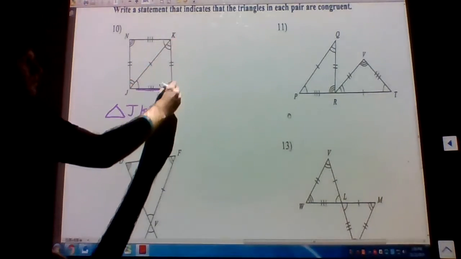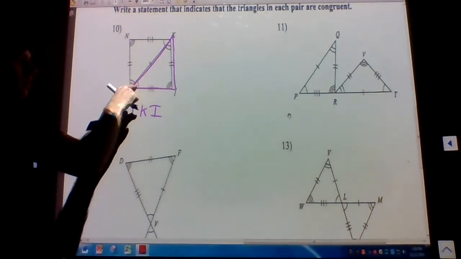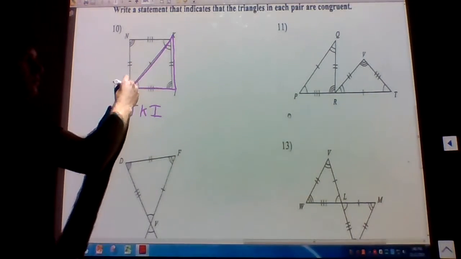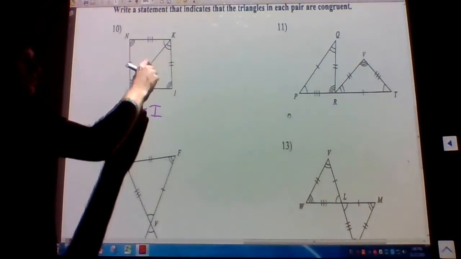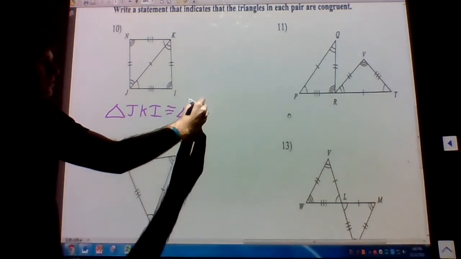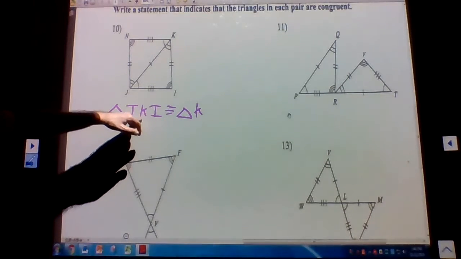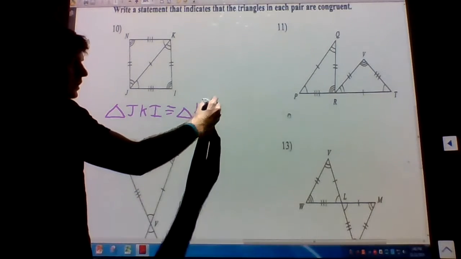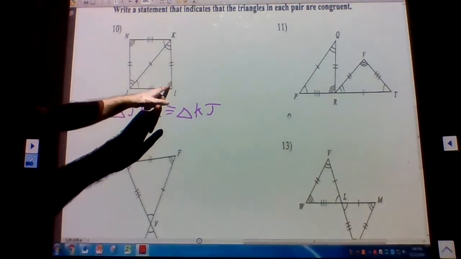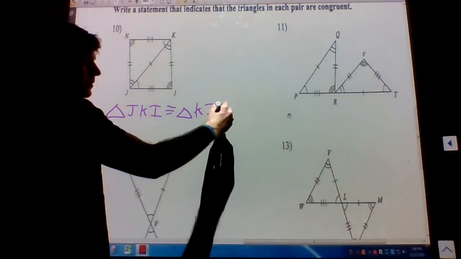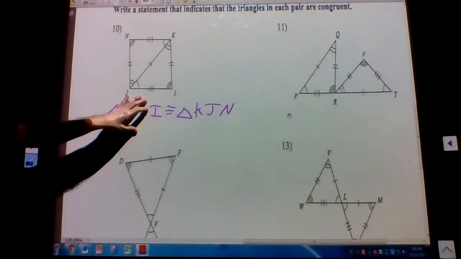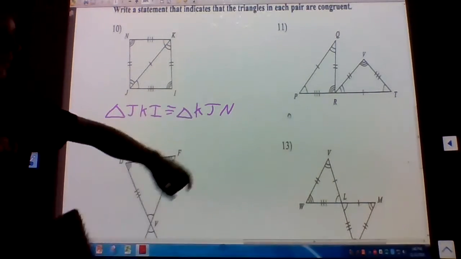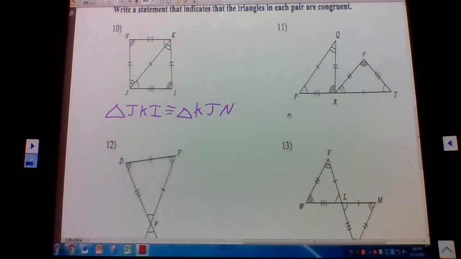Okay. So at J here, we have one arc. So when we look at the other triangle, we're looking for one arc in the other triangle. So J in this triangle is going to correspond with K in the other triangle. Okay. K in this first triangle has 2 arcs, so that's going to correspond with J in the other triangle. I has 3 arcs, so that's going to correspond with N. Okay. And again, we could have written this 6 different ways. It's just wherever J is, K needs to be. Wherever K is, J needs to be. And wherever I is, N needs to be.